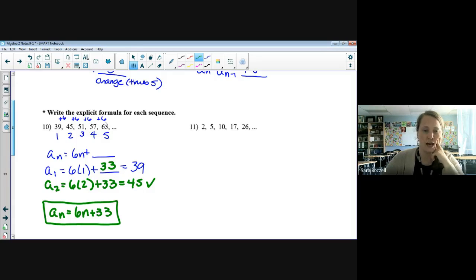So if you're adding 6 each time, you're going to have a 6n in the equation, and you have to figure out what you have to add to it or subtract. You might be subtracting to get what you needed on each term.